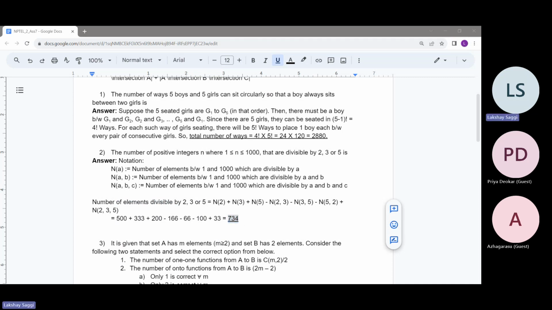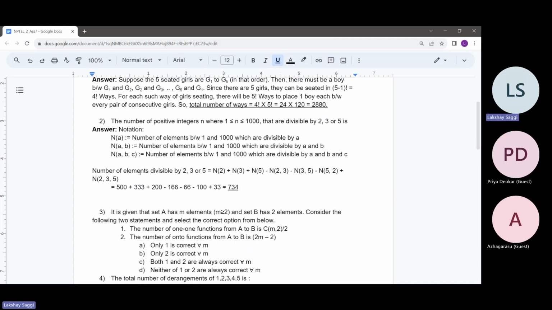So I hope what I discussed is straightforward and easy to follow. If there is any doubt, then as usual, you can let me know via chat and I'll try to answer it. So this is the correct answer. I have underlined this and I guess we can move on to the next question.